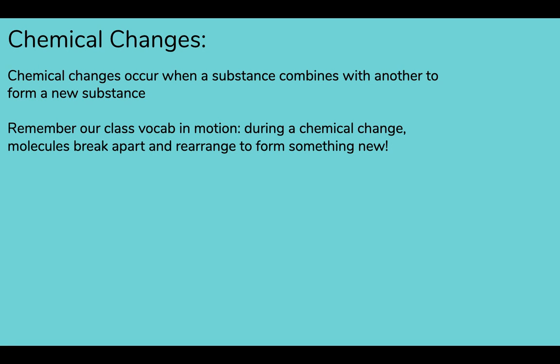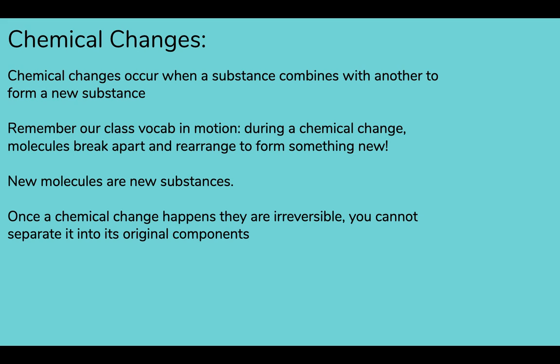But yeah, so we know that during a chemical change, those molecules break apart, they rearrange, right? This rearranging is what makes it something new. If the particles did not rearrange, they would still be the same ones, meaning that it wouldn't be a chemical change. New molecules are new substances. And once a chemical change happens, they're irreversible. You cannot separate it back into its original components because those original components are not there. They're gone. We created something new. If you had, let's say, oxygen and hydrogen atoms before you started, if you create something new, you can't get those back because it's something completely different.